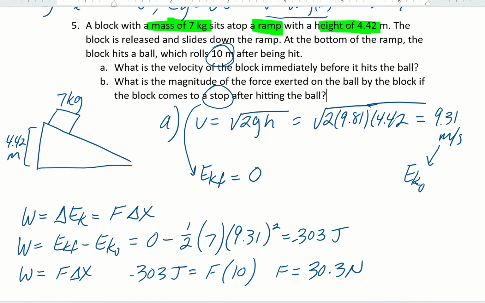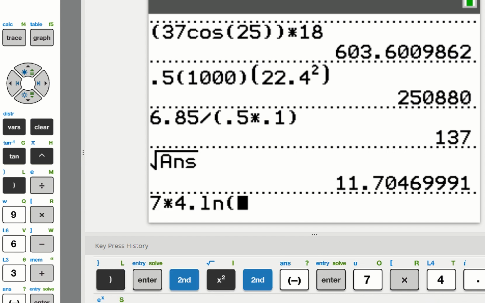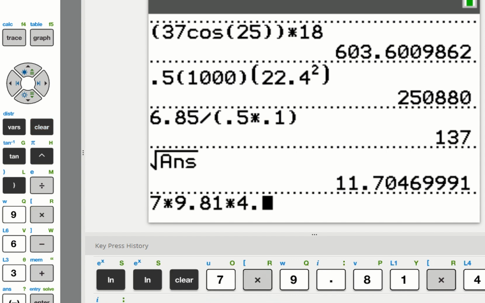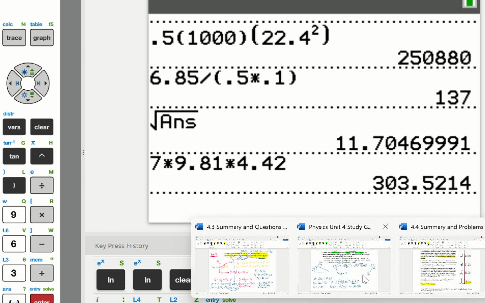There's other things you can look at. So my kinetic energy at the bottom should equal my potential energy at the top. So if I do mgh, so 7 times 4.42 times 9.81, I should get something around 303. So 7, G is 9.81, and the height was 4.42. I get 303 joules. So it all kind of adds up.